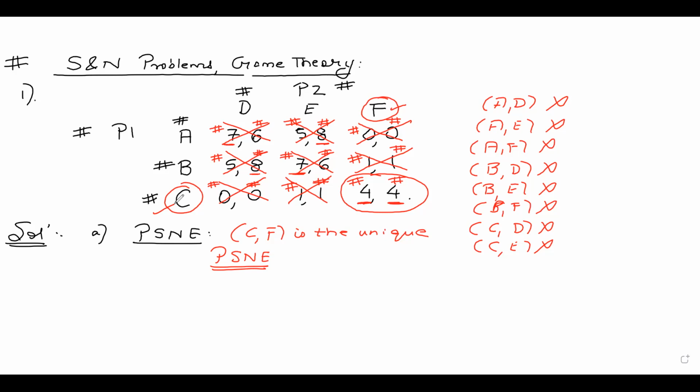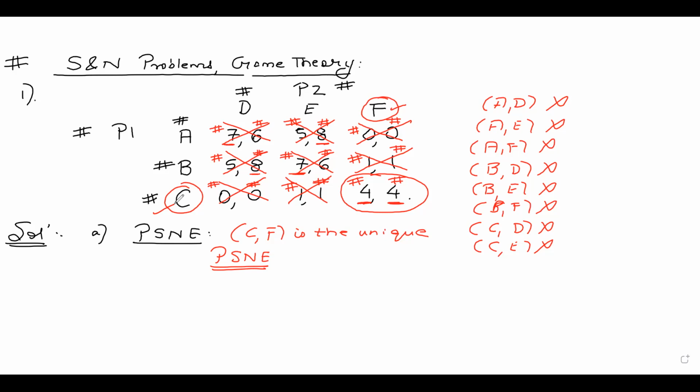Remember, 4 comma 4 is not the Nash equilibrium. C comma F is the Nash equilibrium, and the players are getting a payoff of 4 in the Nash equilibrium. Okay, so hoping all students have understood this part. Then let's look at part B.